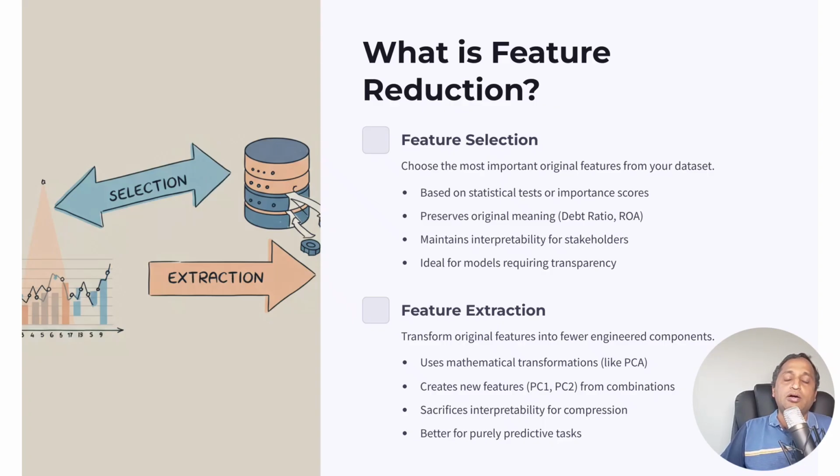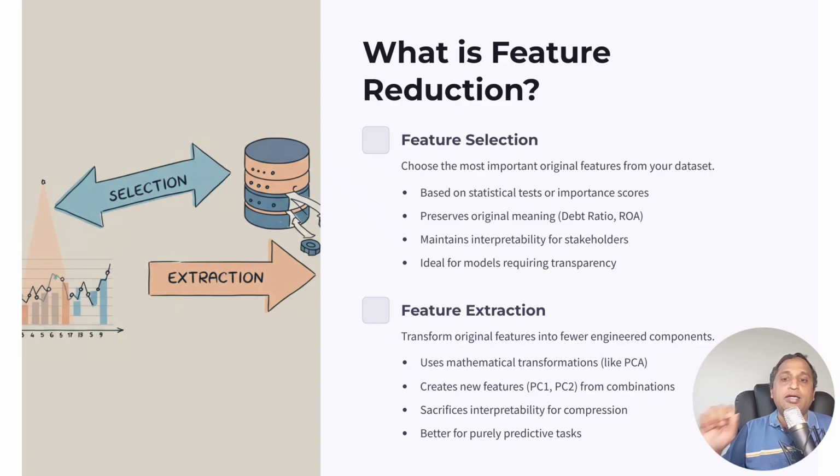In feature selection, this means picking the most important features from your original data set. You keep features like, for example, ROA or debt ratio because they have been statistically proven to be predictive. It is very transparent and explainable, great for models where stakeholders want to know why a prediction was made. For example, if a customer has churned, I want to know what features contributed to this churn. If a company is going bankrupt, I want to know what features actually contributed to this prediction of a company going bankrupt.